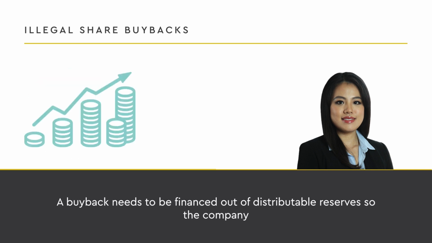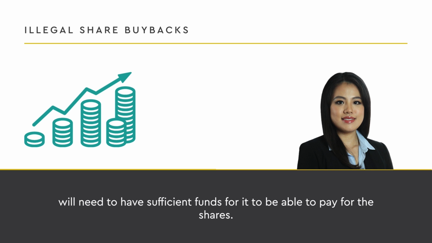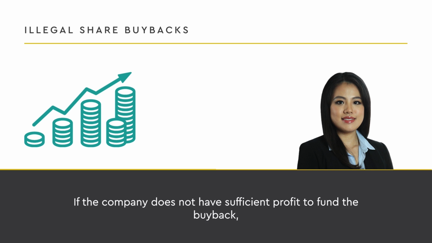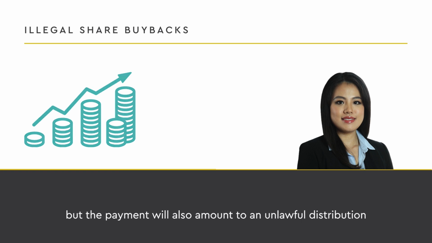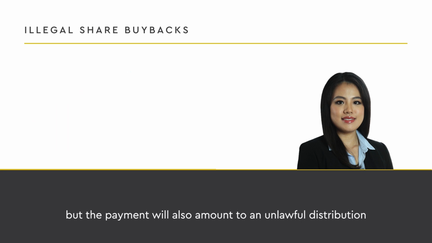A buyback needs to be financed out of distributable reserves, so the company will need to have sufficient funds to be able to pay for the shares. If the company doesn't have sufficient profit to fund the buyback, not only will the buyback be void, but the payment will also amount to an unlawful distribution, and the recipient of the purchase price will be liable to repay this to the company.